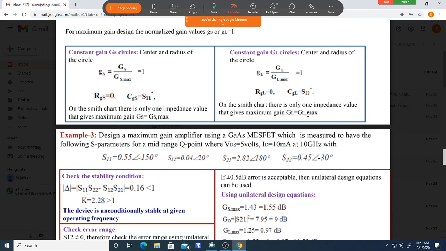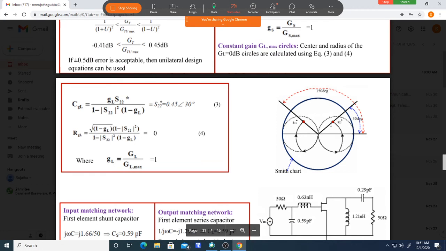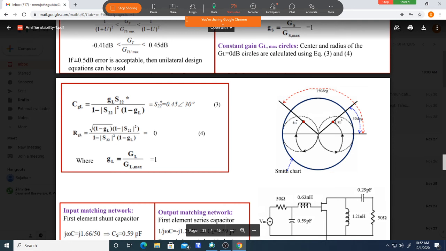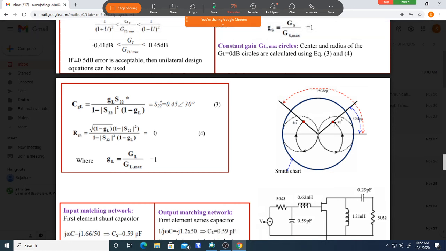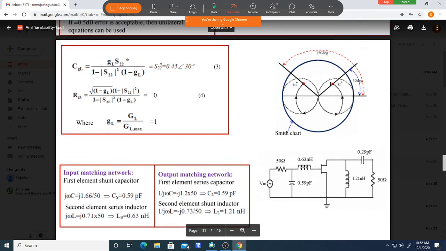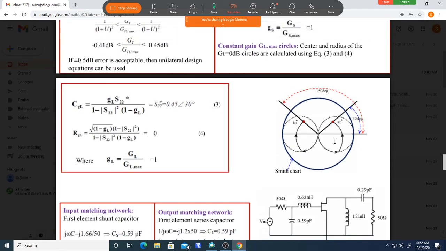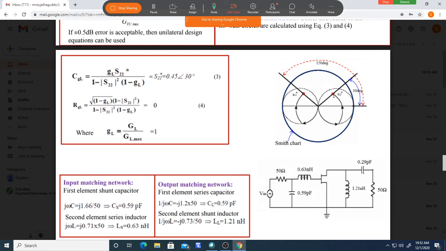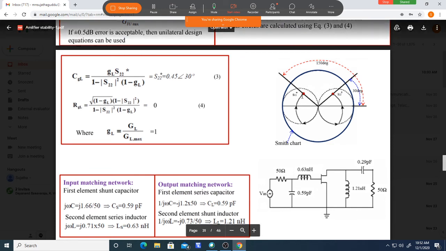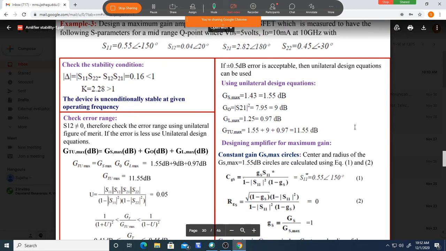Similarly, GL maximum is obtained only from S22 complex conjugate. You mark S22 complex conjugate on the Smith chart. See, like this, S22 complex conjugate. You should take that as the ZL to get a GL maximum, because we need a GL maximum. So you should take this S22 complex conjugate impedance as ZL, and S11 complex conjugate as ZS, to get the maximum values of GS and GL.